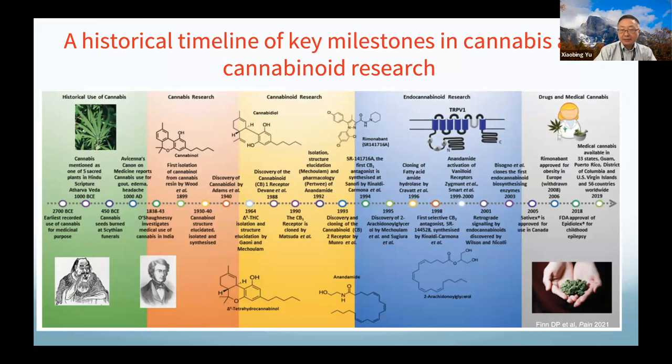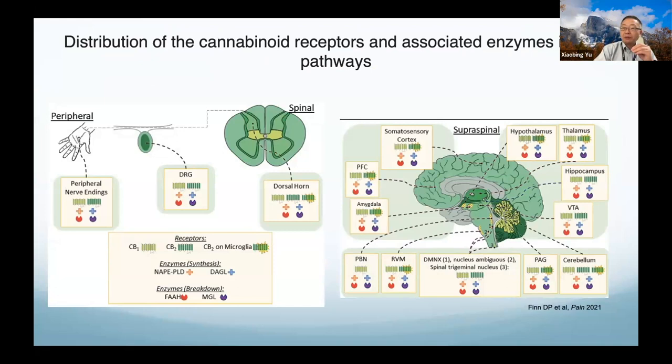Over the years, people were able to find the extracts, the THC and the CBD. And nowadays, scientific evidence shows that they have a lot of physiological functions. For example, they can target the TRPV1 channel and many other things. The question is, where are those receptors? Actually, you'll be surprised. The receptors that bind cannabinoids are everywhere.